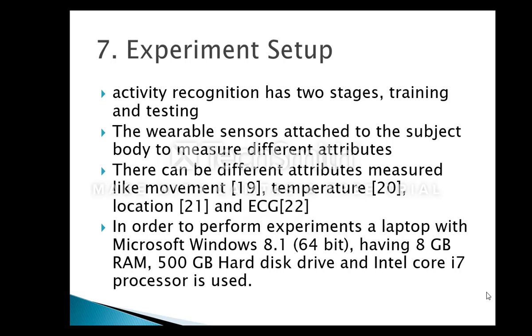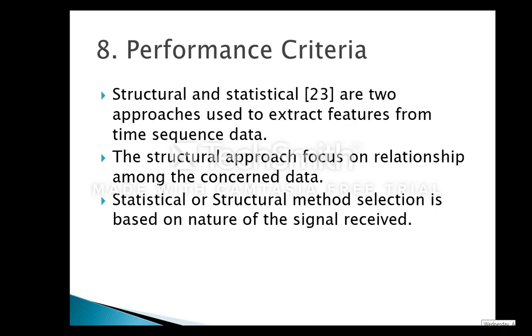In order to perform experiments, a laptop with Microsoft Windows 8.1 64-bit having 8 GB RAM, 500 GB of hard drive and an Intel Core i7 processor is used. Structural and statistical are two approaches used to extract features from time sequence data. Fourier and wavelet transforms use numerical features of data in order to extract features. The structural approach focuses on relationships among the concerned data. Statistical or structural method selection is based on the nature of the signal received.